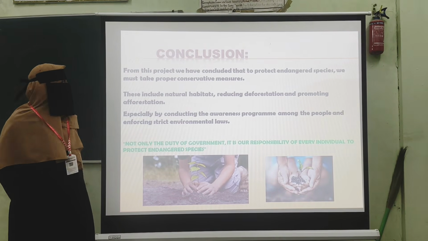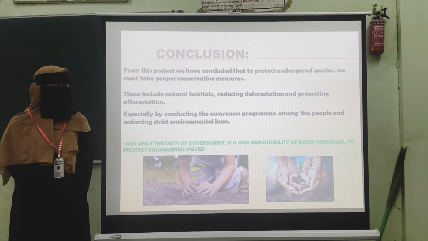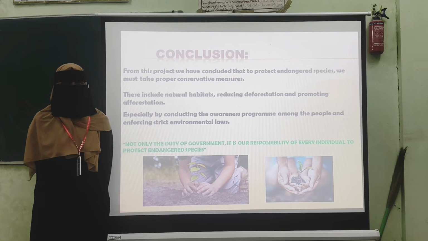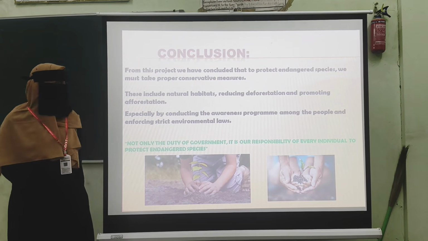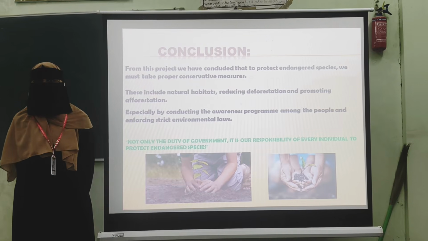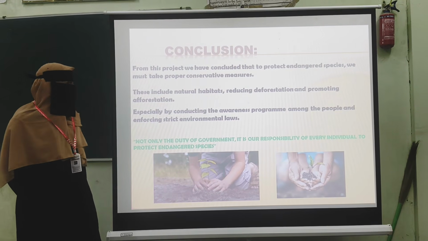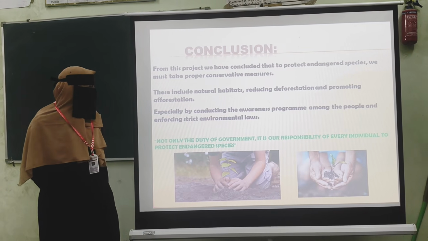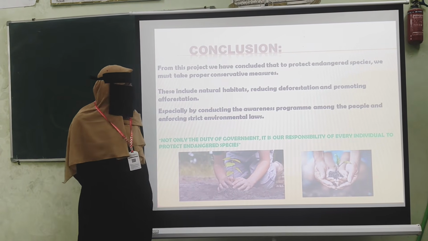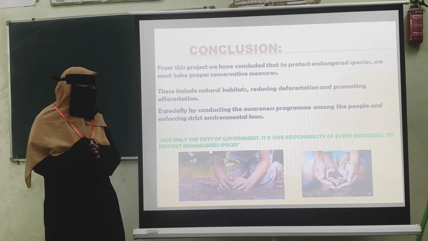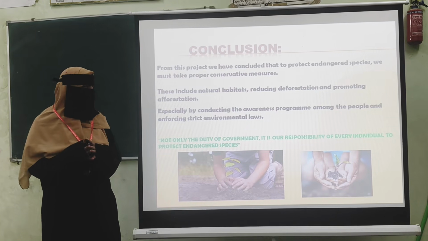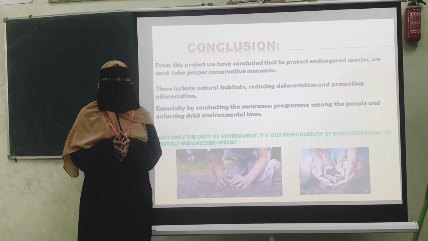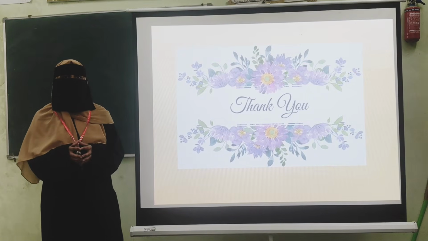Conclusion. From this project we have concluded that for endangered species we must take proper conservation measures. This includes protecting natural habitats, reducing deforestation and promoting afforestation, especially by conducting awareness programs among the people and enforcing strict environmental laws. It is not only the duty of the government, it is the responsibility of every individual to protect endangered species. Thank you all.